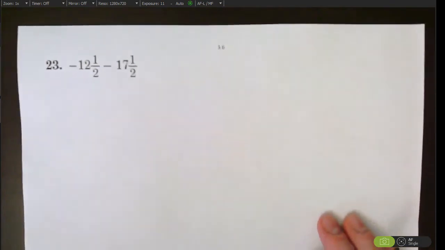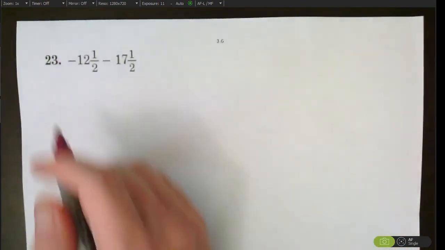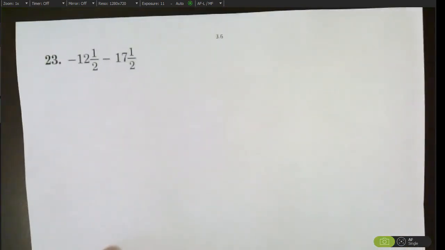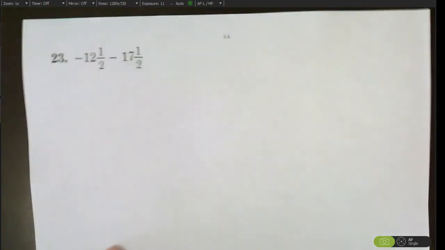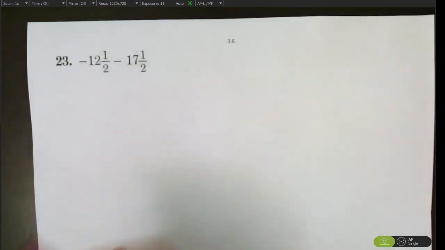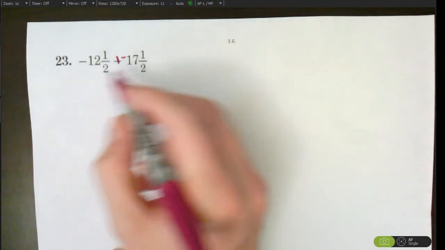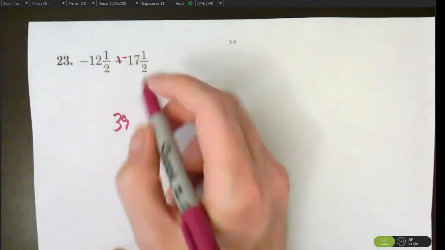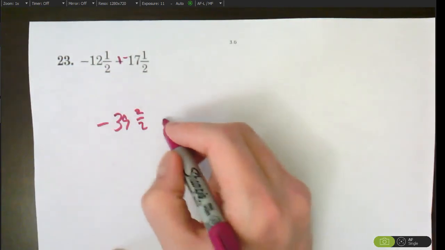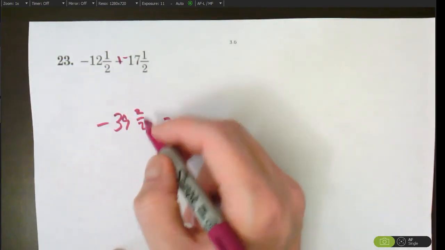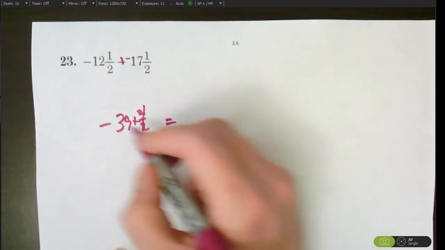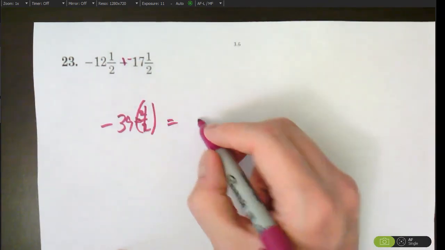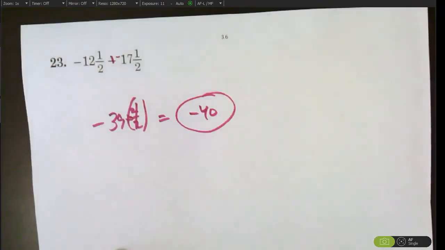And then 23, last one for the video. They're both negatives, and in fact, they're both already common denominators. So we can just add the both parts together. 12 and 27 is 39. 1/2 and 1/2 is 2 halves. Hey, that becomes negative 39 and 2 halves. Well, that's really just 1. So negative 39 minus 1 is negative 40.